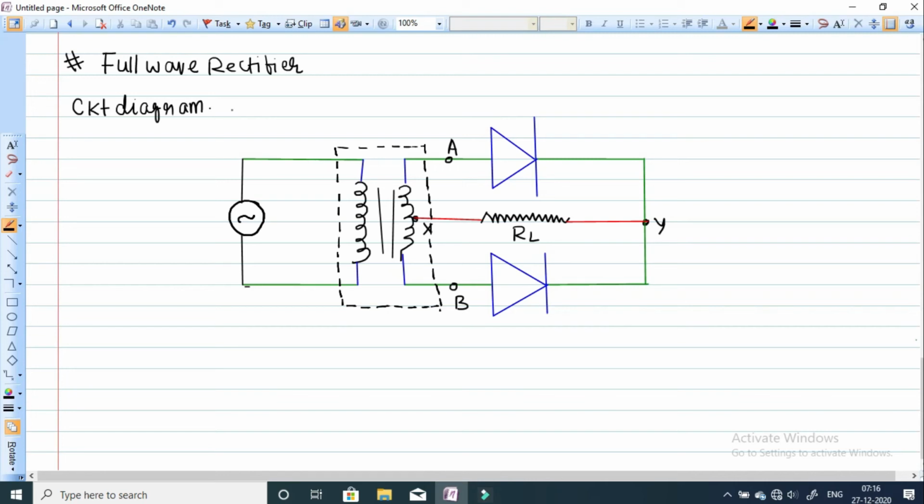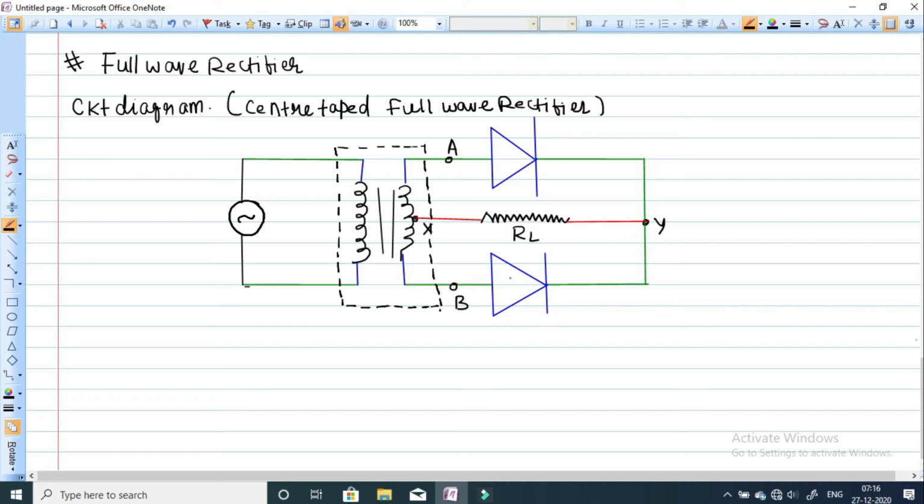It is basically a center tapped full wave rectifier circuit diagram. Full wave rectifier. Now we will see the working. Directly I will explain the working. The working is basically very simple.